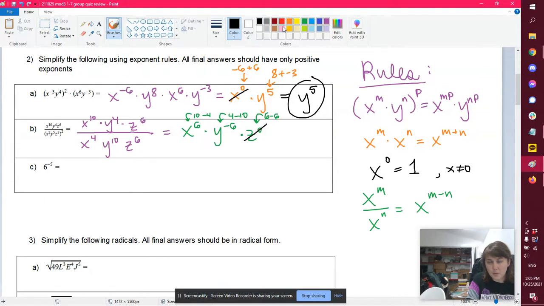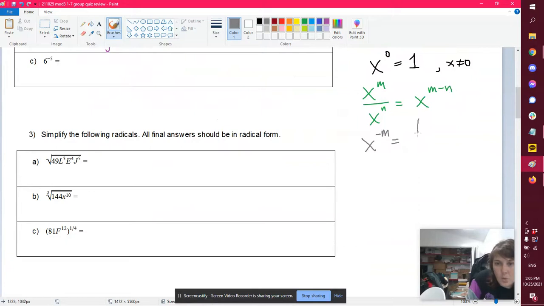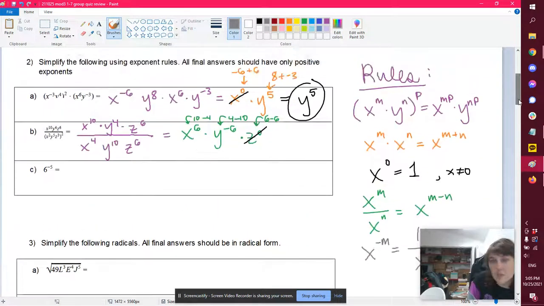And then the very final rule, which I really don't have another spooky color, I'll use gray. X to the power of negative m is 1 divided by x to the m. Whenever we have a negative exponent, we just get to flip it to the bottom. So this gray rule dictates that this negative 6 means we should write y to the power of 6 in the denominator. And we just get to rewrite this one in the numerator.